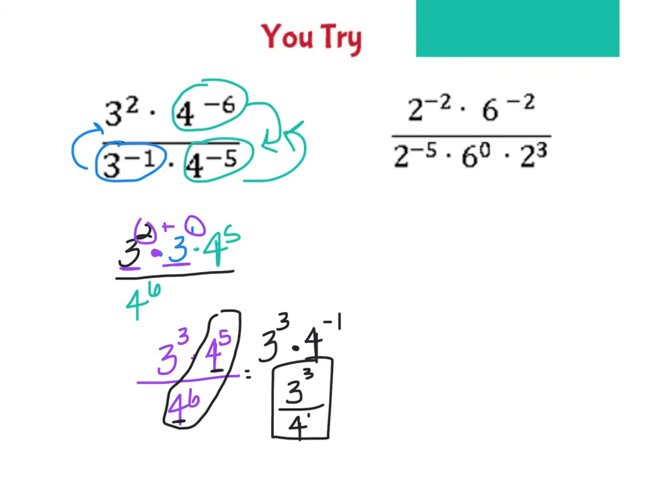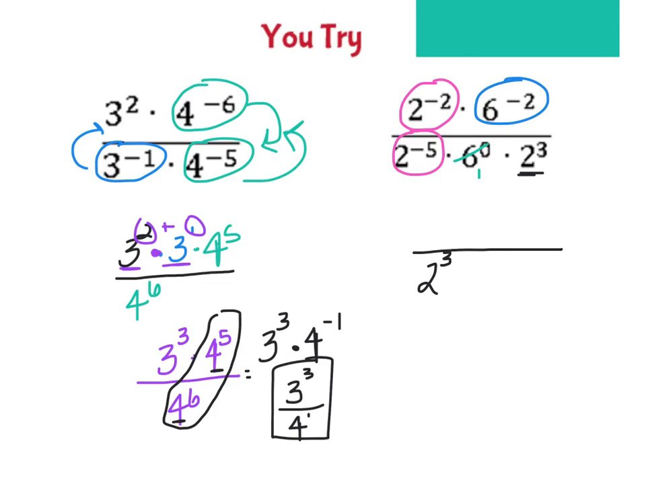Okay, so again, identify your negative exponents. I have 2 negative exponents with a base of 2. And I have another negative exponent with a base of 6. I'm going to rewrite, and I also see right here, 6 to the 0 power, that's really just 1. So I really only have one term, one number that I can rewrite.